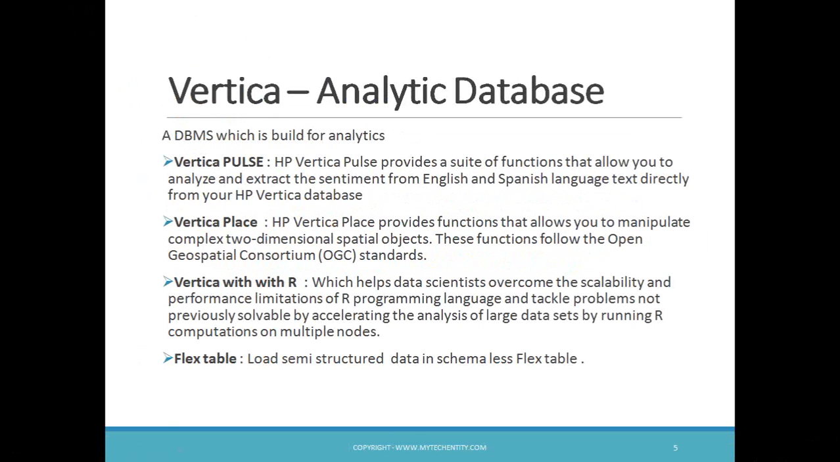So what made Vertica better? These are certain flavors available with the Vertica package, which will help you perform different kinds of analysis. Let's see what Vertica Pulse is. It's a package which you need to install on top of the Vertica database. Basically, it provides sentiment analysis. You can extract Twitter data or any kind of data on which you can perform sentiment analysis, and see whether it is positive, negative, or neutral.